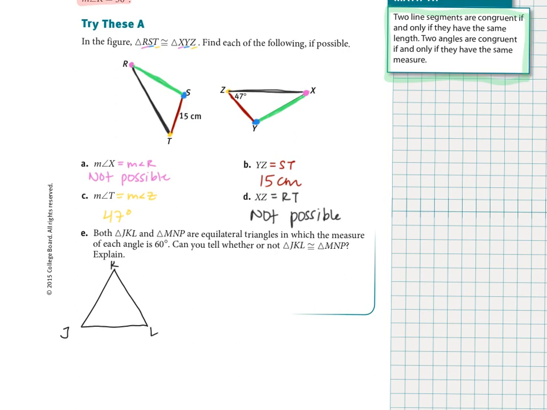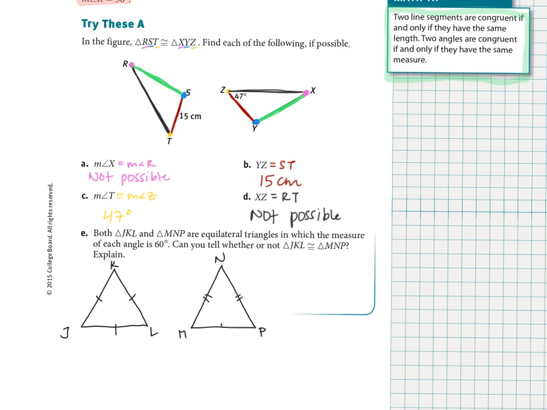So let's label JKL in each of the corners, and I'm going to label each of the sides showing that they are congruent to each other. Let's go ahead and draw the next triangle. I'm going to draw a triangle MNP, so let's label it in the same order that we did before with JKL, so MNP. And I don't necessarily know if all three sides of our first triangle will match the second triangle. All I know is that each angle is 60 degrees.